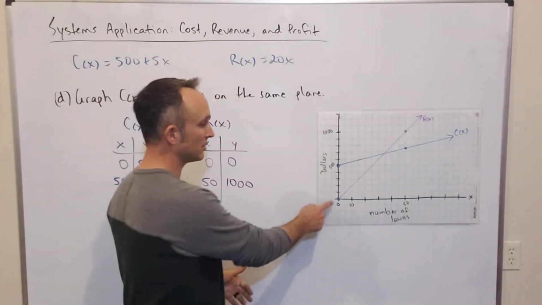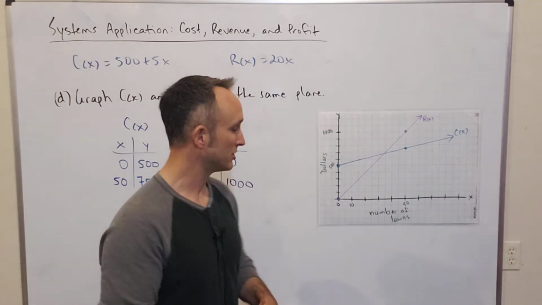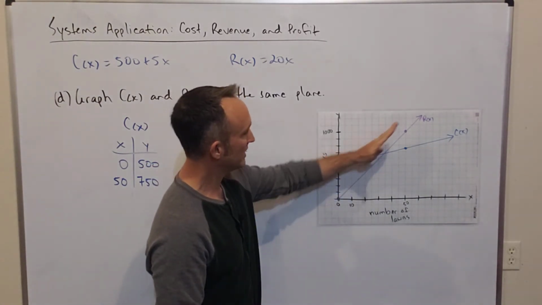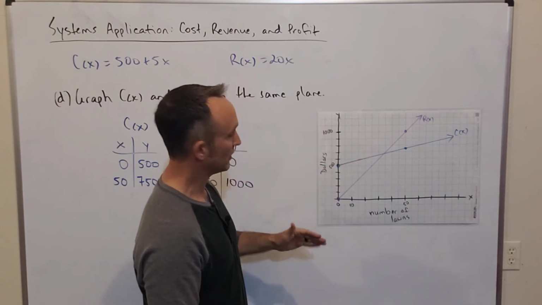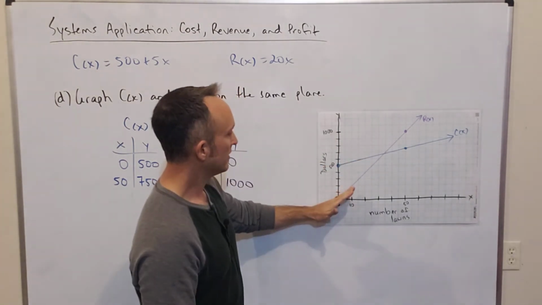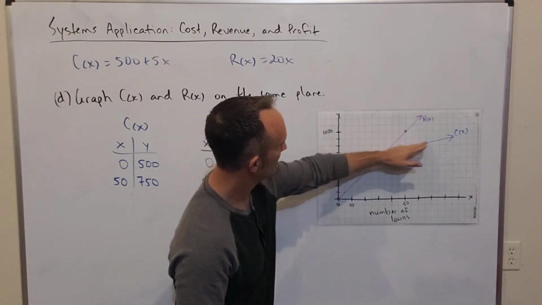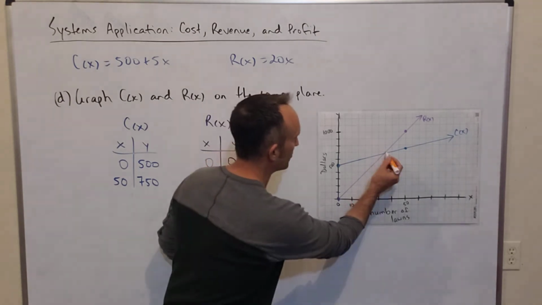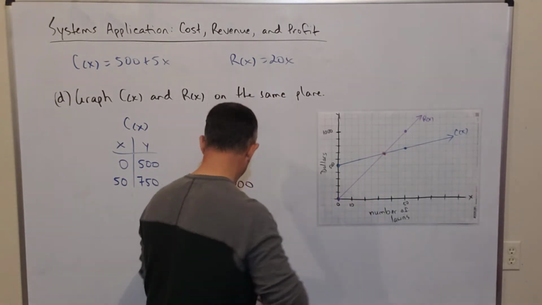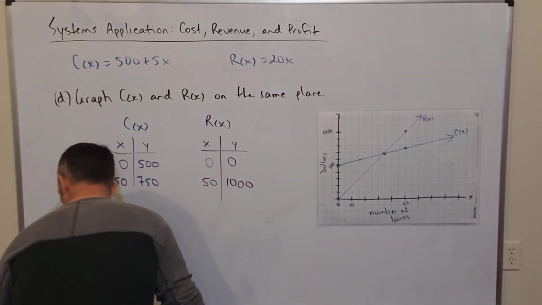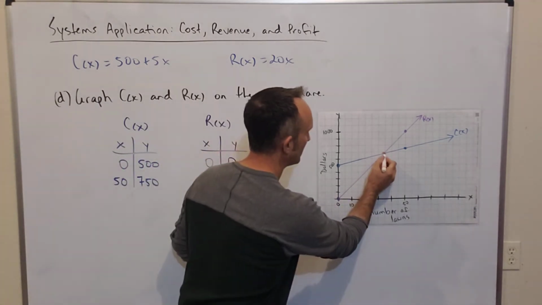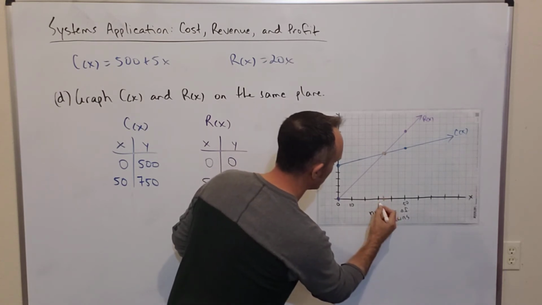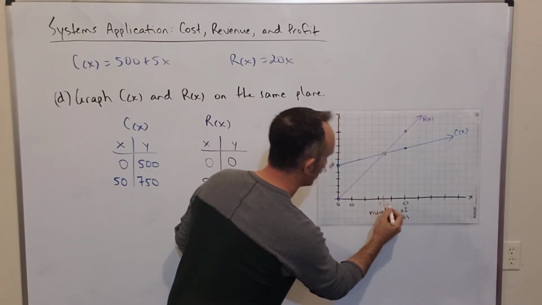His revenue starts at 0. He doesn't have any income to start with. But as he mows lawns and makes $20 per lawn, that slope is a lot steeper than the cost function, which is a good thing, right? So this graph will overtake the cost function eventually. In fact, it's going to overtake it right here at the break-even point. Right here at the break-even point of 33 1/3, right? There's our break-even point at 33 1/3.